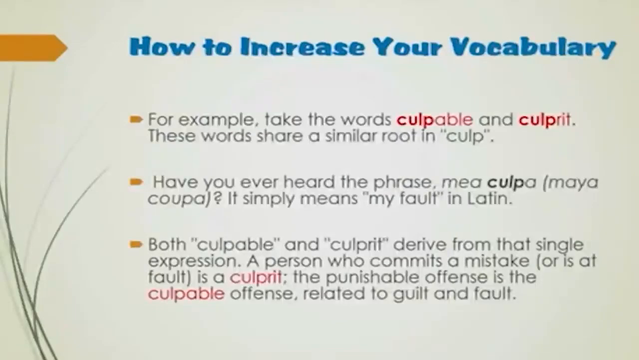All right? And then we have an example here. We have the word culpable and we have culprit, culpable and culprit, and these words share a similar root in culp. It says, have you ever heard the phrase mea culpa? Mea culpa, right? It simply means my fault in Latin. So that's mea culpa. It says both culpable and culprit derive from that single expression. A person who commits a mistake or is at fault, we call that person a culprit. The punishable offense is the culpable offense, and this is related to guilt and fault.